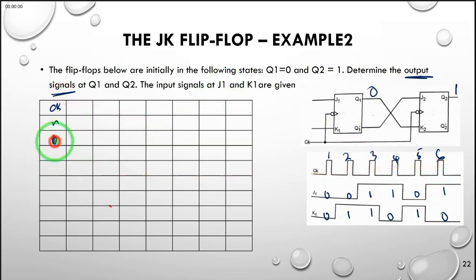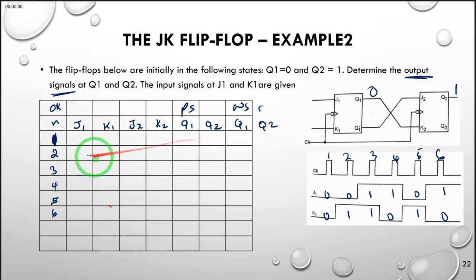We start out with clock pulses 1, 2, 3, up to 6, and then we observe how many inputs we have: J1, K1, J2, and the present state as Q1 and Q2, and the next state as Q1 and Q2. So we again observe how these are related, and we can see that K2 is equal to Q1, write it there, and J2 is equal to Q1 bar, and K1 is given here.